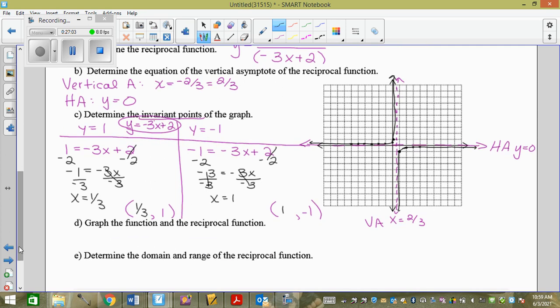That's graphing it, and then I need the domain and range. My domain is going to be x such that x cannot equal 2/3, x in the reals. My range is going to be y such that y cannot equal 0, y in the reals. Then we're going to flip over and we're going to do a quadratic.